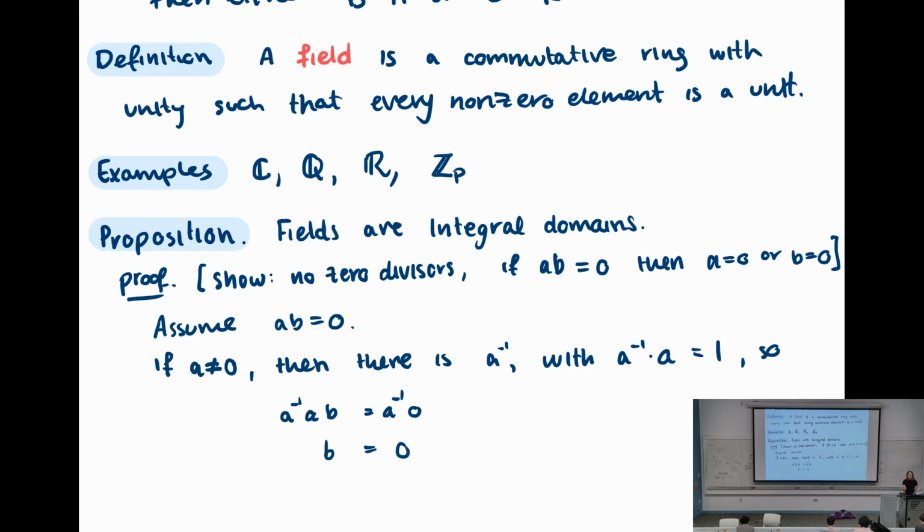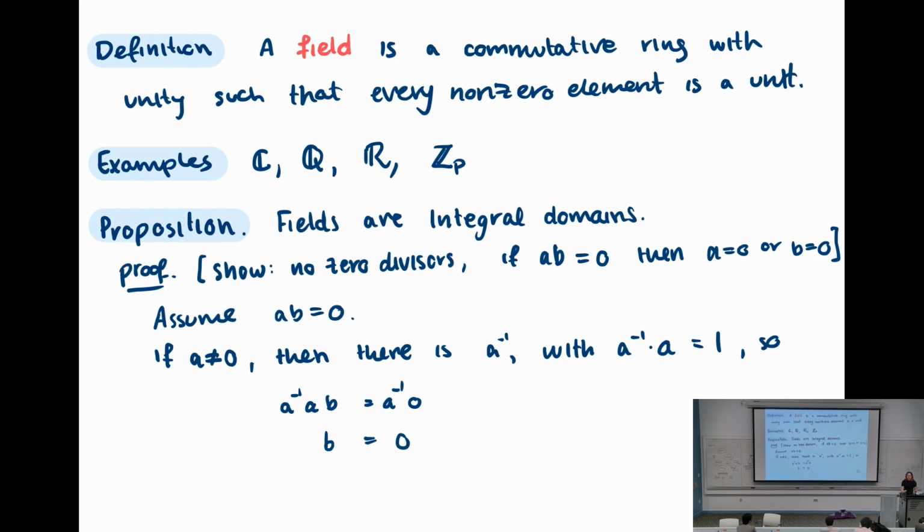Okay, so that finishes the proof because we ended up in the situation that, supposing A was not equal to 0, then B is equal to 0, and so that means that there cannot be any zero divisors. So that finishes the proof. Are there questions about that?